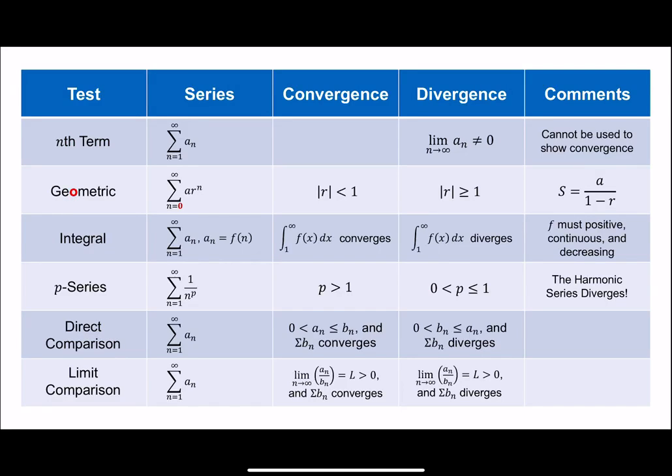Geometric, very, very easy to use. Ordinarily, it starts at 0 here. If it doesn't start at 0, your sum is going to be a little bit different because you have to figure out your first term. We know it converges if the common ratio, the absolute value, is less than 1, but if it's greater than or equal to 1, it diverges.